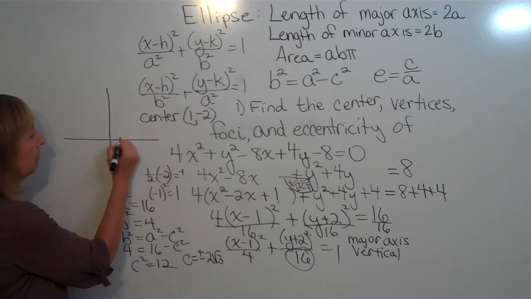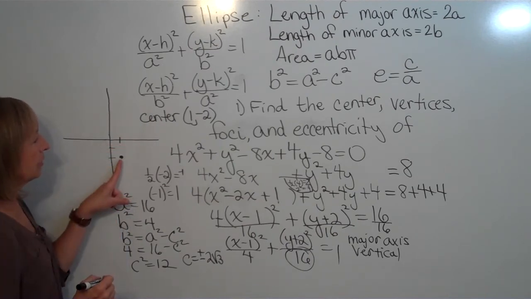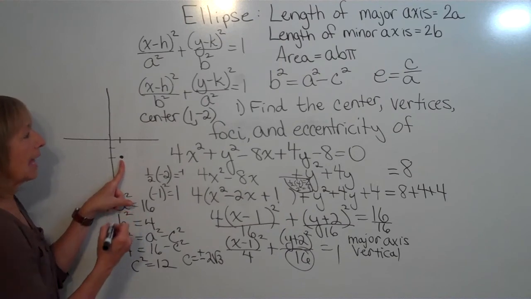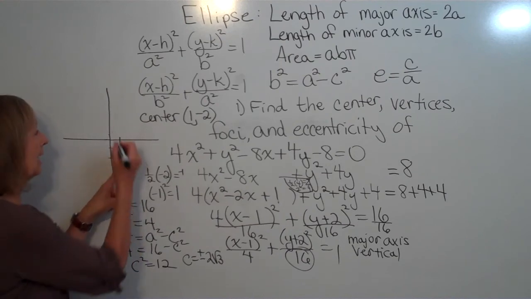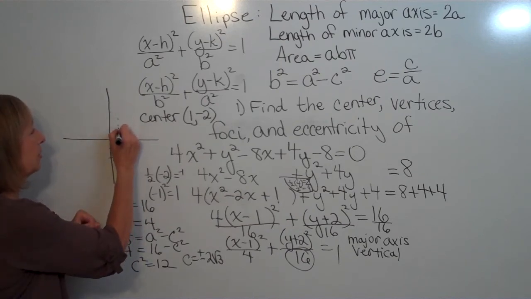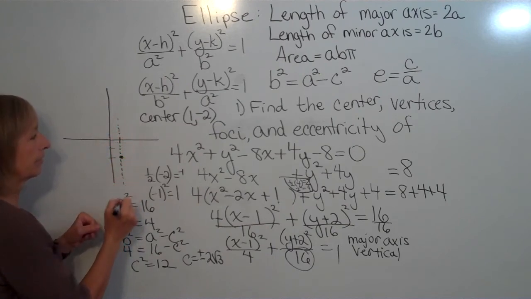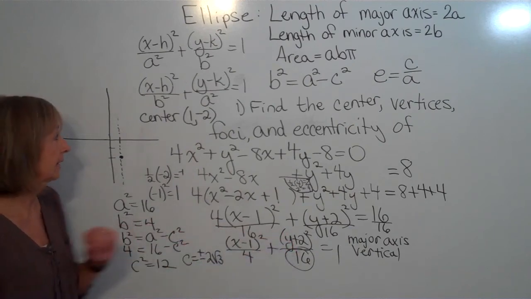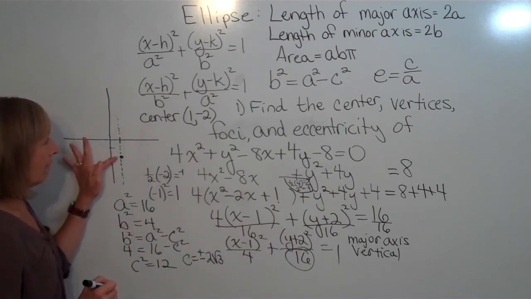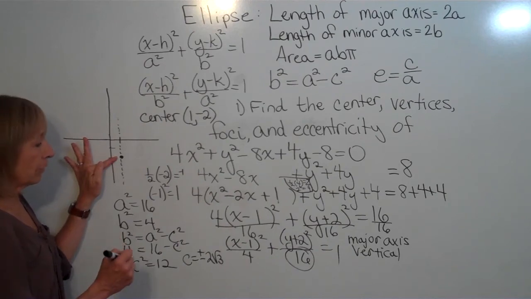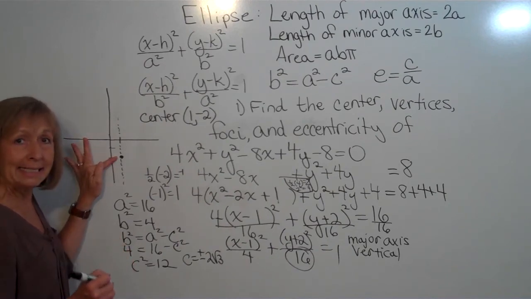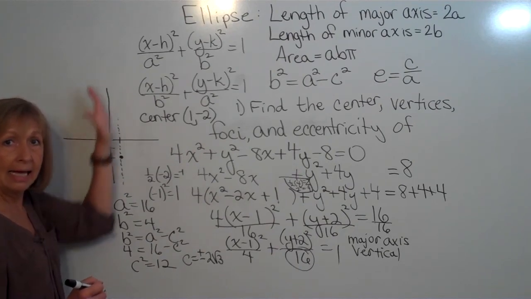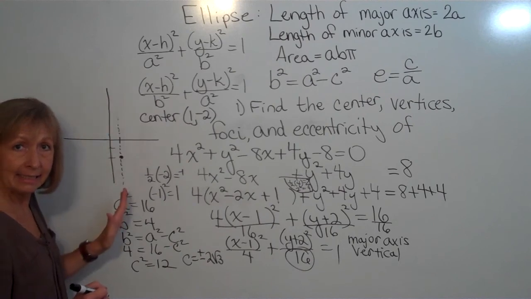I have right 1, down 2. So 1 comma negative 2, that's my center. And I know that my major axis runs vertical from the 16 being underneath, the bigger number being underneath the y. All right, now for my vertices, my vertices are a distance away from the center on the major axis.